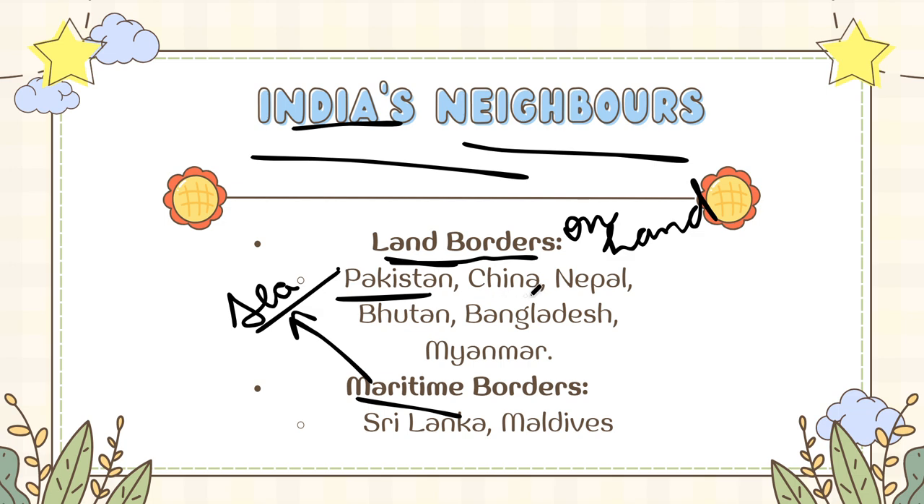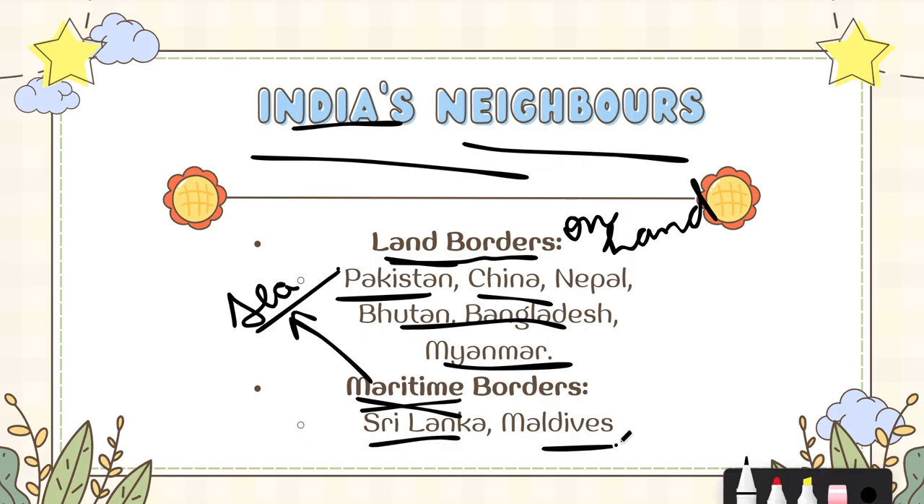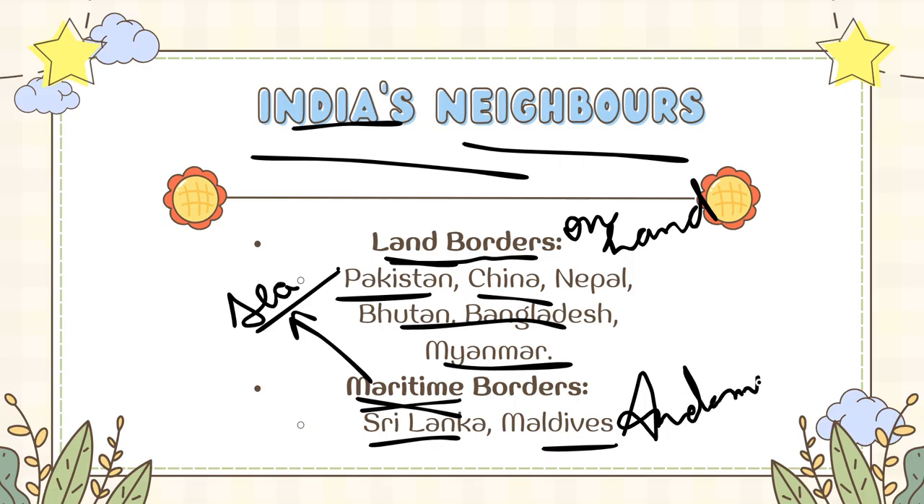So when we come to land, it is Pakistan, China, Nepal, Bhutan, Bangladesh, Myanmar. When we come to sea borders, children, Sri Lanka and Maldives. And of course Lakshadweep is not our neighbor, children, but it is part of India, and Andaman and Nicobar.